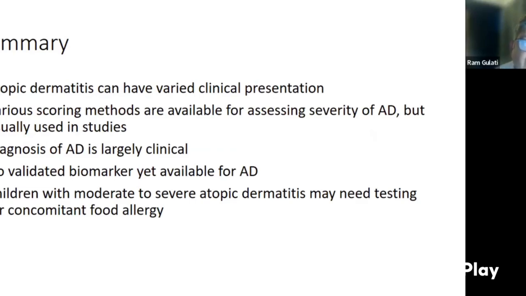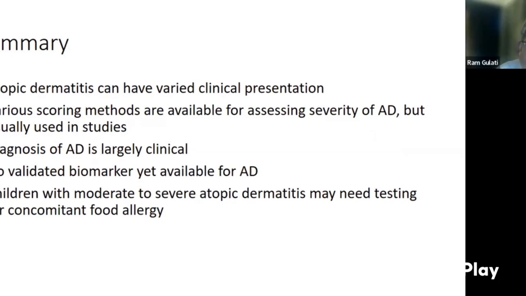So you may have a very typical presentation, which is very easy to see, and maybe you can just see the book picture there, but you can have atypical presentations, especially when you look at those minor criteria list for the Hanifin and Rajka, which still is very useful. There are various scoring methods available for assessing severity of AD, but most of these are used in studies, and in clinics it is very difficult to actually apply them.